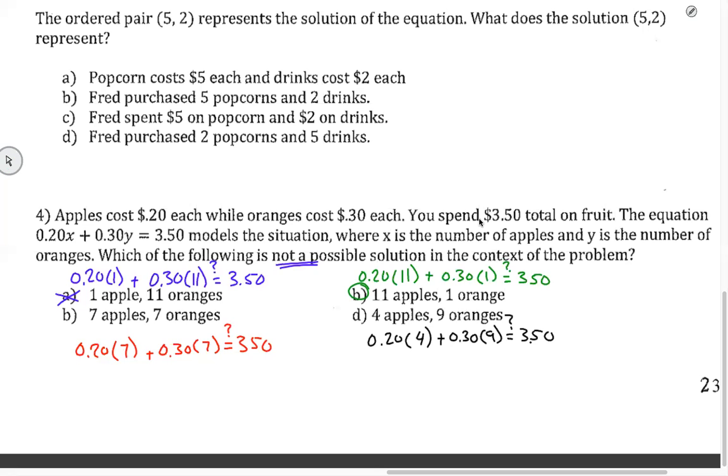Let's see. Who did I pick for this one? Mackenzie. Did you get 350? Yeah. Yep. So this was not it. And Jordan, did you get 350? Yeah. So that was not it. So there we go. It was the green one that didn't work out.